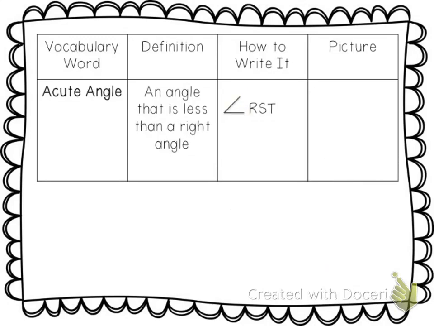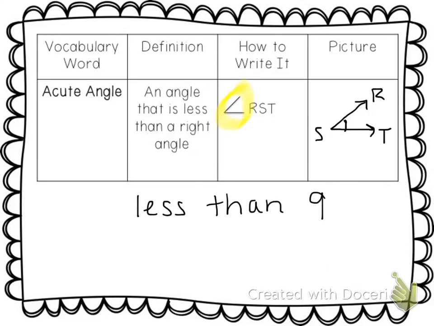An acute angle is an angle that is less than a right angle. It opens up less. So that would be an acute angle. So we could say RST. Again, we have that same symbol for angle. It's angle RST. And this opening right here is smaller than 90 degrees. So it's less than 90 degrees. One way you can remember is, oh, it's so little and cute. It's small. It's smaller than a right angle.